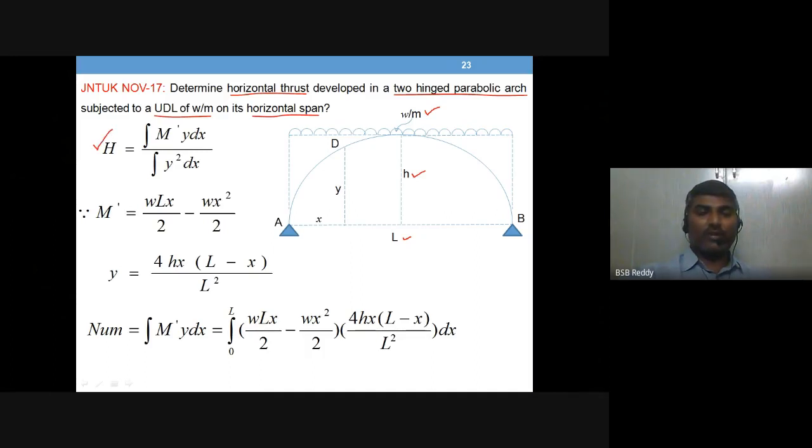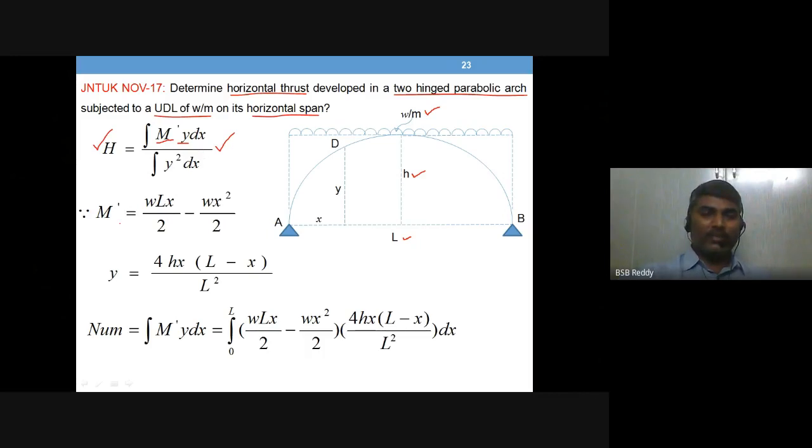Straight away, the parabolic form of the equation is suitable for parabolic nature. So the modified equation is integral of M' y dx divided by integral of y squared dx. This is the equation. Now you evaluate the terms to be substituted into the equation. What are required? You need M' and you need y.